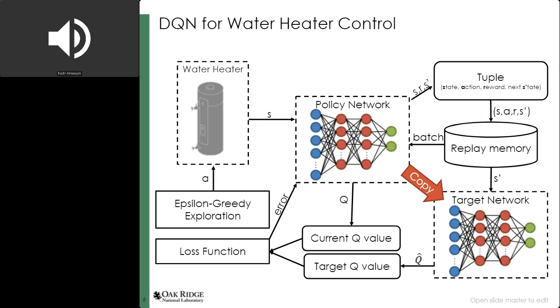In this study, we implemented deep Q networks, which is DQN. This figure shows the general framework of the DQN-based water heater control. The DQN has two neural networks, the policy network and the target network. The policy network determines the actions to take based on the state variables taken from the water heater, and the target network computes the Q value of the next state. There is also a replay memory to store previous experiences. DQN uses its previous experiences to control the water heater, so that's why it's a data-driven approach.